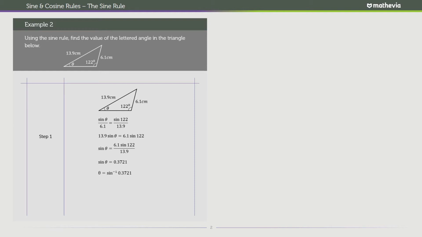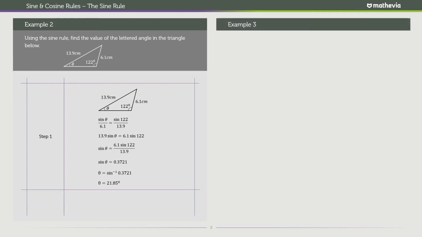Okay, and then when you find sine theta equals 0.3721, to find theta, you have sine inverse of 0.3721, and you're left with theta as 21.85 degrees. Simple, straightforward. Let's move on.